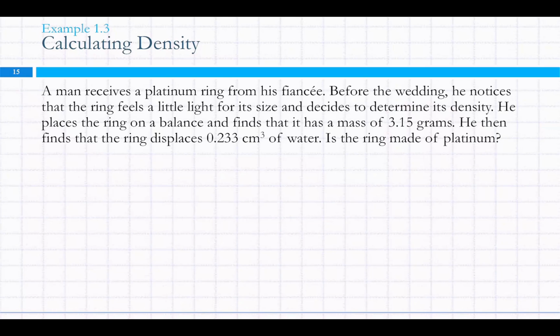Okay, so remember that density is mass divided by volume. So 3.15 grams, is that a mass or a volume? Mass, right? Grams is a mass. And then 0.233 centimeters cubed of water, is that a mass or a volume? Volume. I ask a lot of these questions, and you're going to think maybe that's a trick question. Usually it's not.